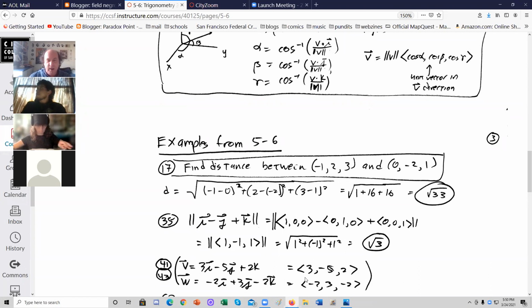Okay, never mind that. Here we have i minus j plus k. What's its length? Well, (1, 0, 0) is i, j is (0, 1, 0), k is (0, 0, 1). If you combine these, you get (1, -1, 1). Its length is the square root of the sum of squares of components: square root of 1 squared plus -1 squared plus 1 squared, which is square root of 3.